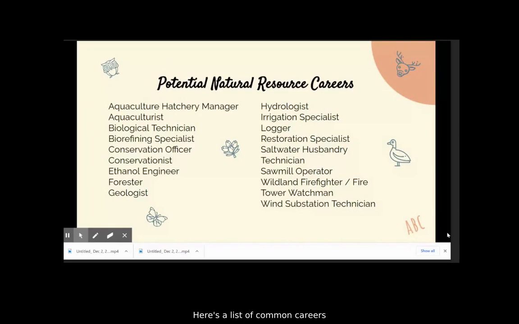Here's a list of common careers within natural resource systems pathways. Some highlighted careers include conservation officer, aquaculture hatchery manager, and arborist.